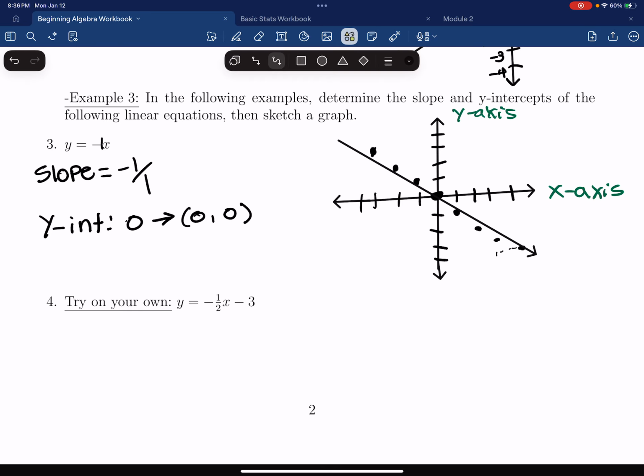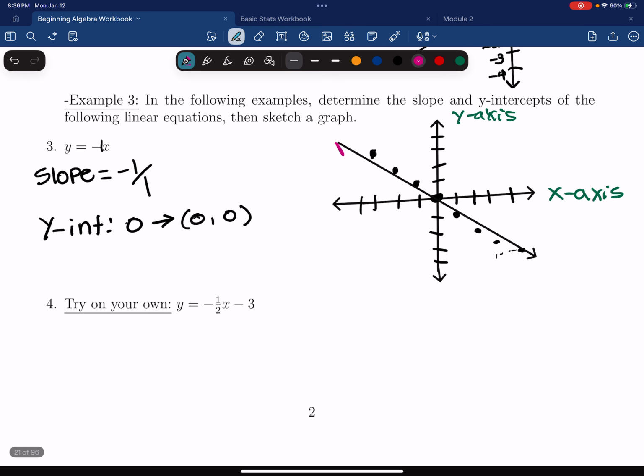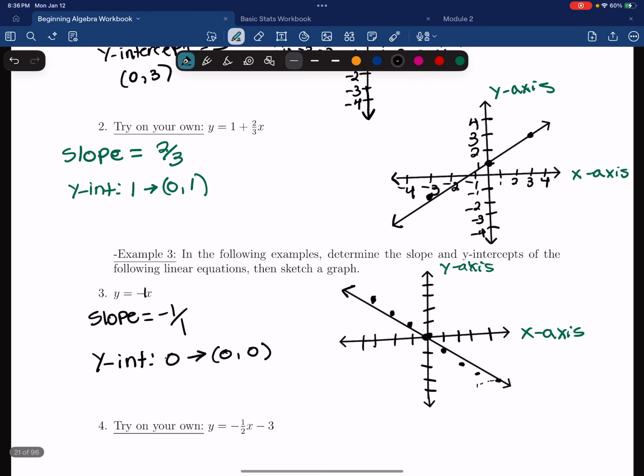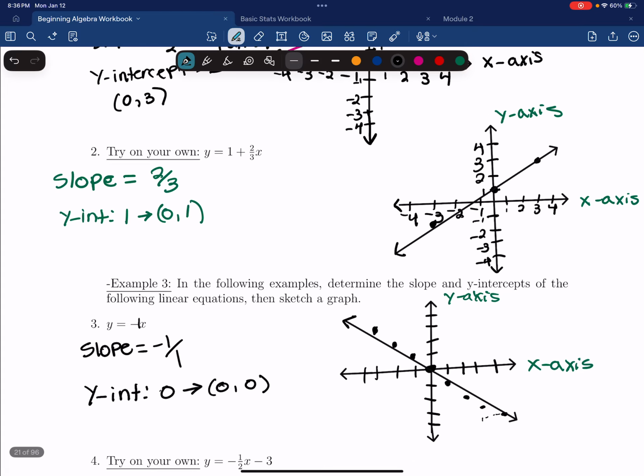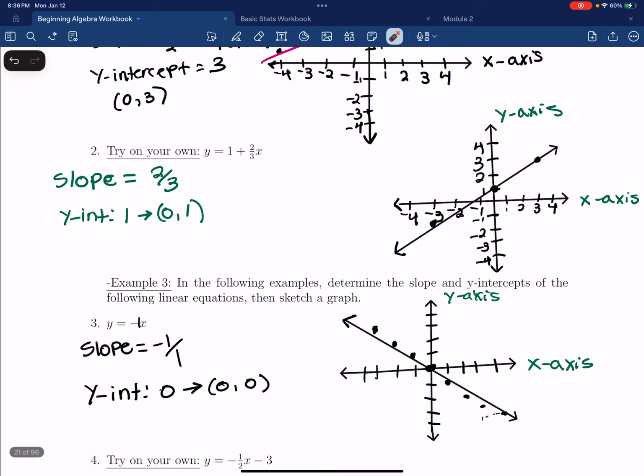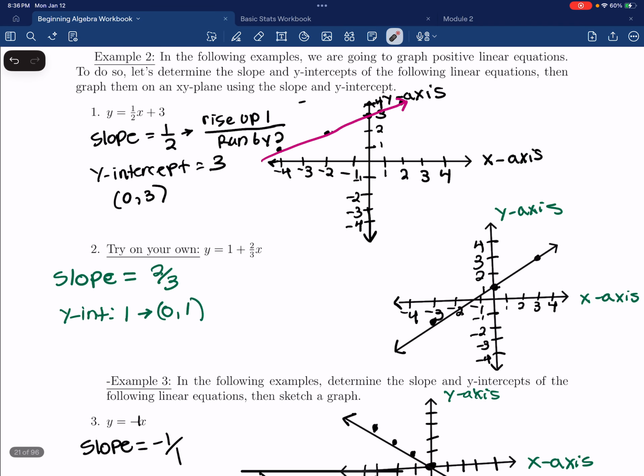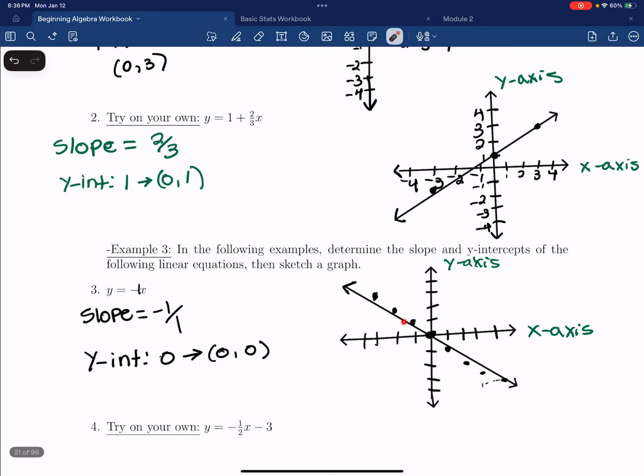There you go. It's very roughly sketched, but this is what it looks like. So just take a quick notice. Notice the difference between a positive and a negative slope graphically. Notice that the positive slopes go like this, but the negative slopes go like this. So they're completely different directions.